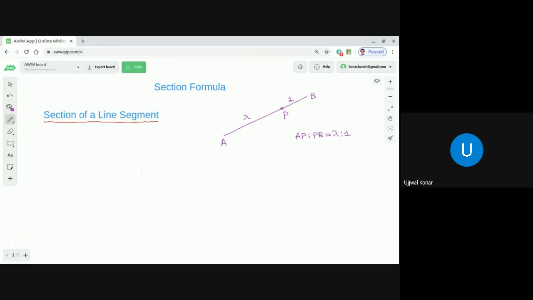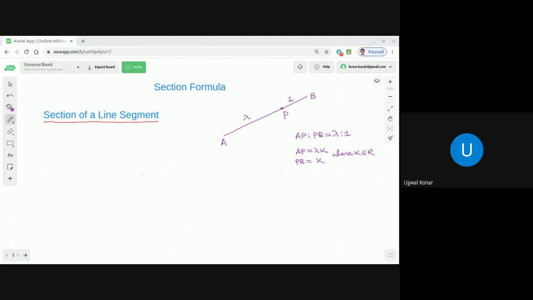Mind it one thing, dear students: AP is not exactly equal to lambda and PB is not exactly equal to 1. It may not be, but they are in the ratio of lambda is to 1. That means we can say AP could be lambda k and PB could be just k, where k belongs to the set of real numbers. So this is what is called a section of a line segment. From this diagram, we can say that P divides AB in the ratio of lambda is to 1 internally.